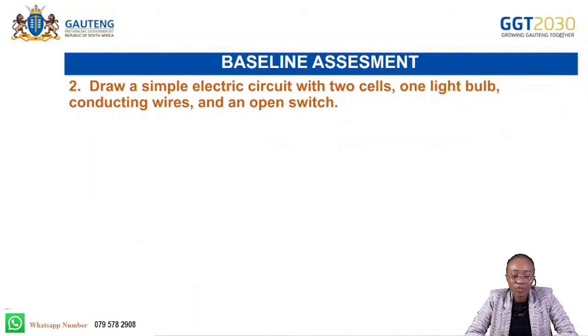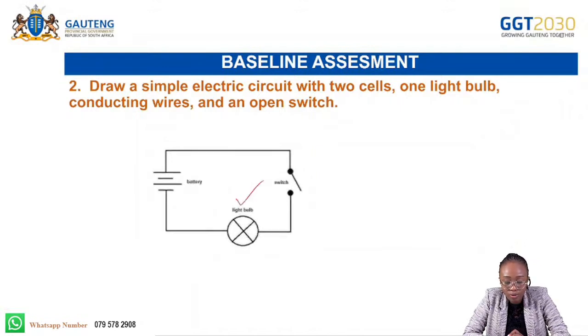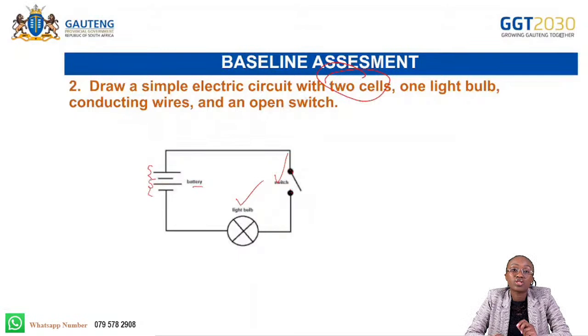Welcome back. Now let's answer question 2. You are required to draw a simple circuit, electric circuit rather, with 2 cells, 1 light bulb, conducting wires, and an open switch. There is our circuit. So we have a light bulb, an open switch, so there should be a gap there. And then 2 cells. Remember, 2 or more cells make a battery. How do we know that there are 2 cells? Because this one represents 1 cell, and this one also represents another cell. So take 1 minute to quickly draw this simple circuit, and then we will move on to terminology afterwards.